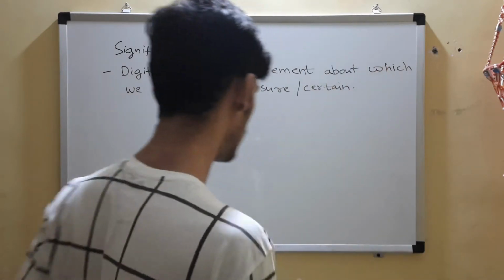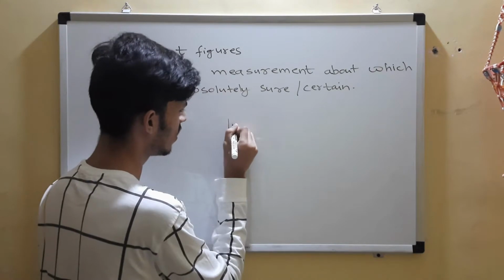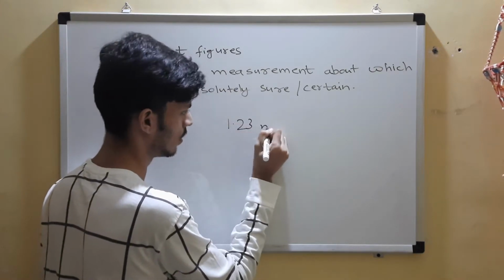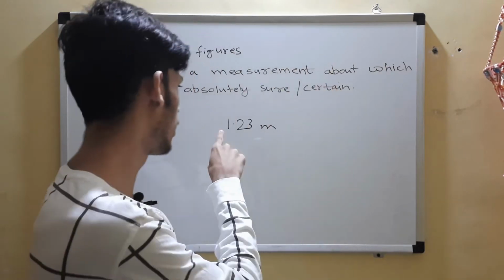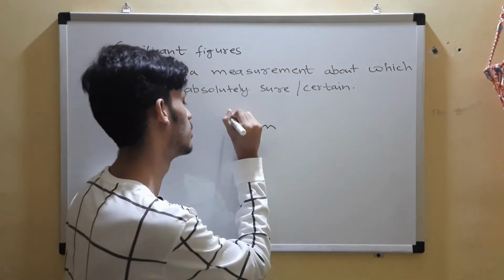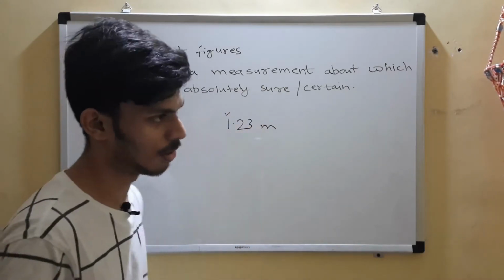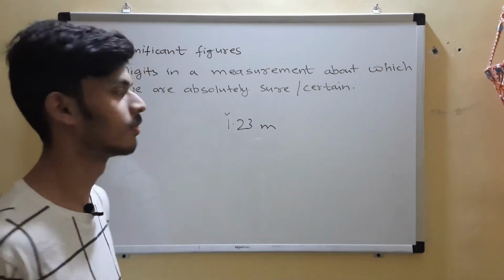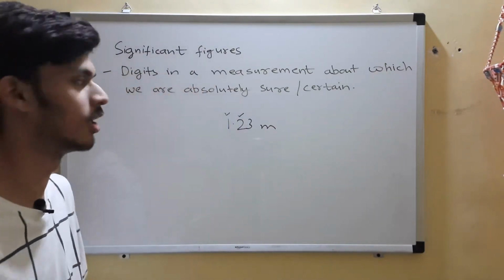You measure it and say it is 1.23 meters. So I ask you, are you sure about this one? Yes, I am sure, I measured it. You'll say okay, so I'll say this is significant. Then I ask you, are you sure about the 2? You measured it, correct? Yes, I am sure this is 2.